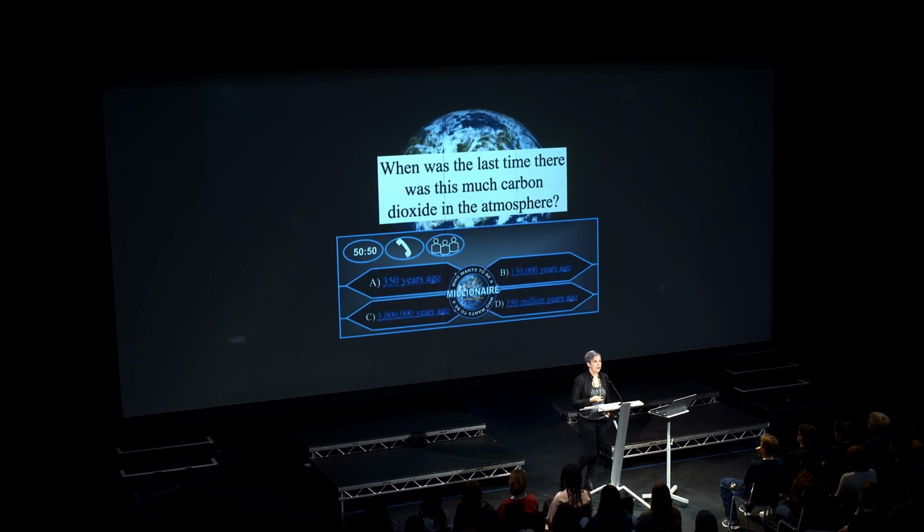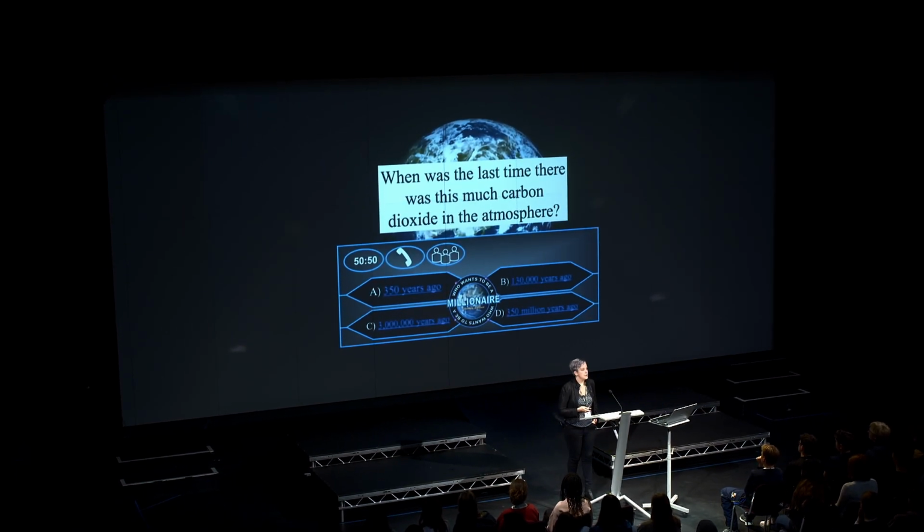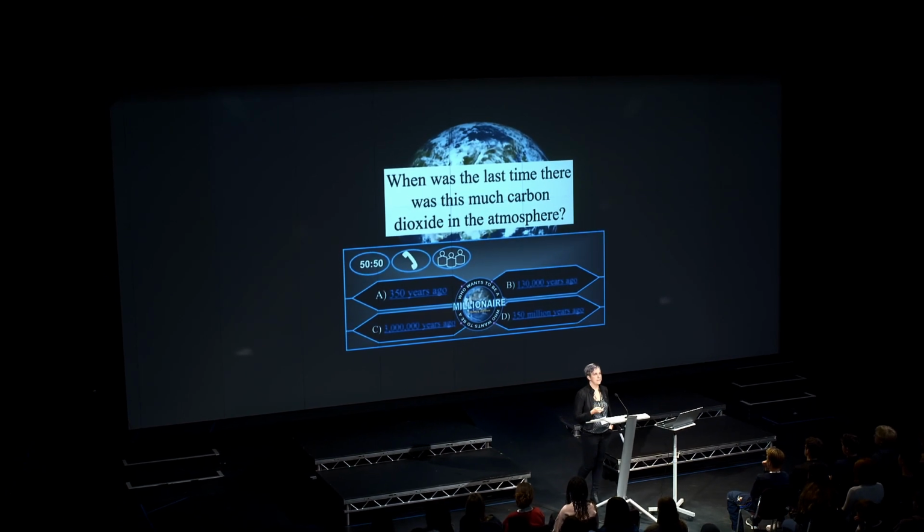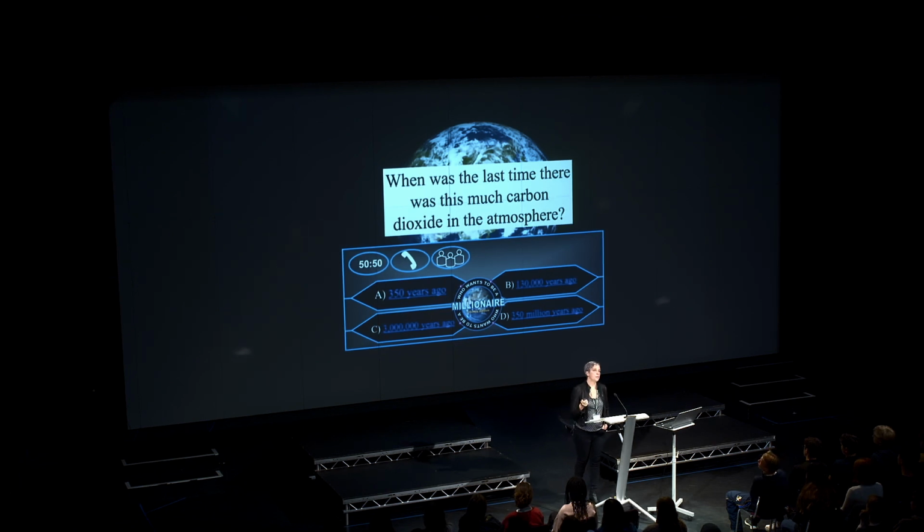Okay, another question. When was the last time there was this much carbon dioxide in the atmosphere? So we're at about 415 or so parts per million. Carbon dioxide has been increasing in the atmosphere because of our emissions from things like industry. So when do you think the last time was that there was this much CO2 in the atmosphere? So the answers are 350 years ago, 130,000 years ago, 3 million years ago, or 350 million years ago. Right, have a think.